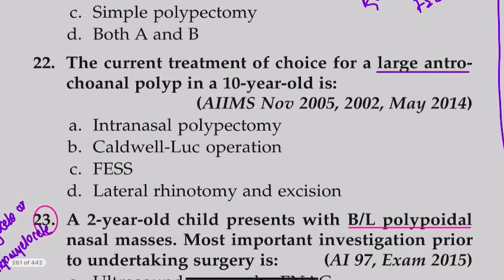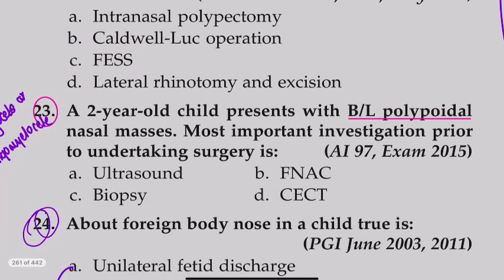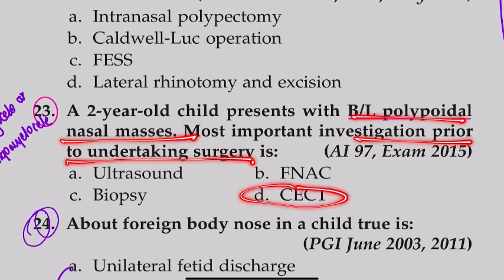The current treatment of choice for a large antrochoanal polyp in a 10-year-old child is, obviously we know, FESS, right? A 2-year-old child presents with a bilateral polypoidal nasal mass. The most important investigation prior to undertaking surgery in a 2-year-old is what? We can do CECT. In such a small child nasal polyps are not there, so we have to rule out meningocele or meningoencephalocele. Right, go for CECT before proceeding further.